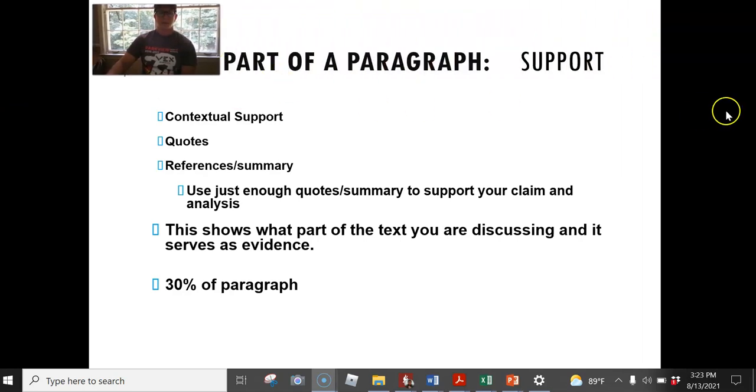I'm going to come over here. Here I am. This is contextual support. These are quotes. These are references. This shows what part of the text you are discussing, and it serves as evidence. 30% of your paragraph should be support. So that's 3 times as much as the claim. Oh no, it's not 3 times as much. Can't do math here. The claim is 20%, and then the support is 30%. Those add up to 50%, which means that the third part of the paragraph is 50% overall.